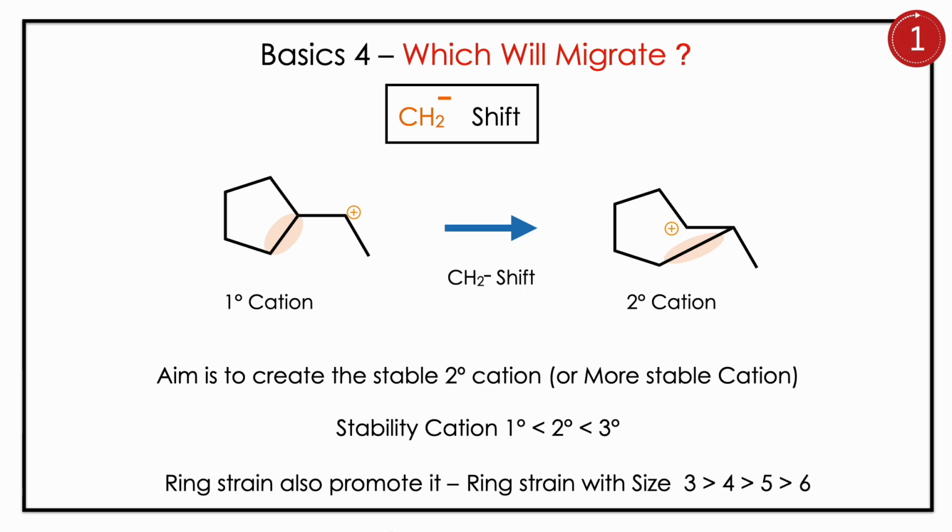Then the methylene shift. Here the ring expands, and the methylene group, which is CH2, migrates. You have ring expansion, moving from a primary cation to a secondary cation. Here the aim is to create a secondary cation, or you can say a more stable cation. Even though tertiary is more stable, the prime objective here is to create a better cation, so we stop at the secondary cation.